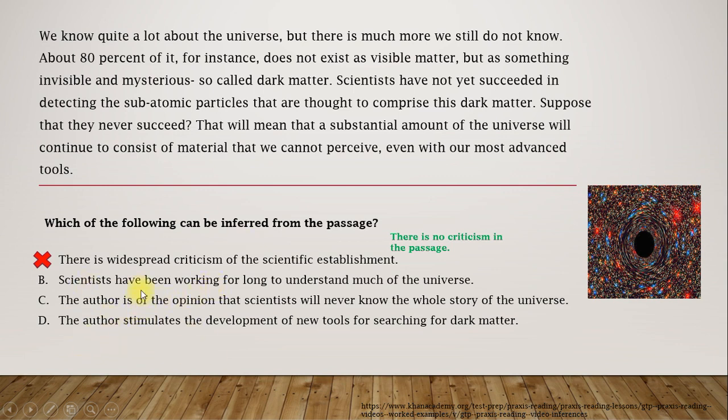C: The author is of the opinion that scientists will never know the whole story of the universe. Sometimes the grammar of a sentence gives us a clue about the answer. In this option, we understand that the author is certain about that, but in the paragraph, the author is just talking about the possibility. So C can't be the correct answer. That is not what the author points out in the paragraph.